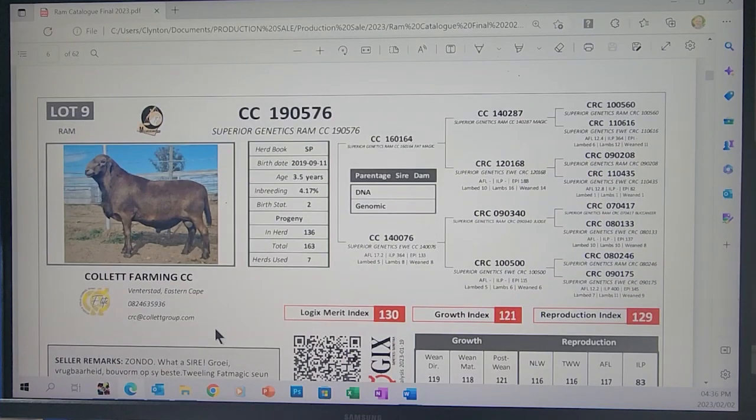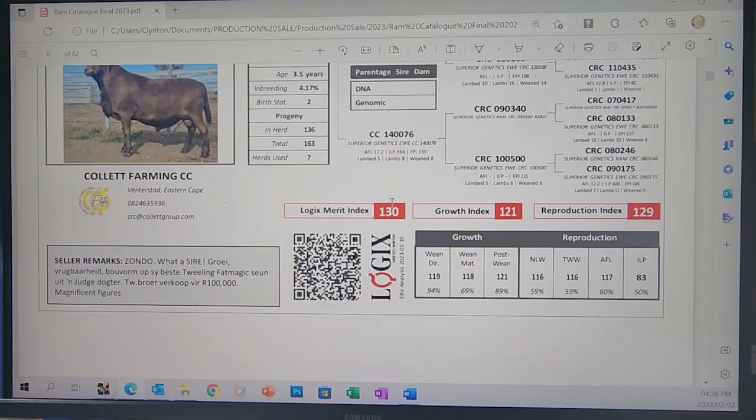Now we get to one of the older rams. I think one of our better rams that we've ever put on a sale. It's Zondo. You can have a look now at his figures, and you see they're all pretty high. 129, 121, 130. They're not pretty high. That is absolutely excellent.